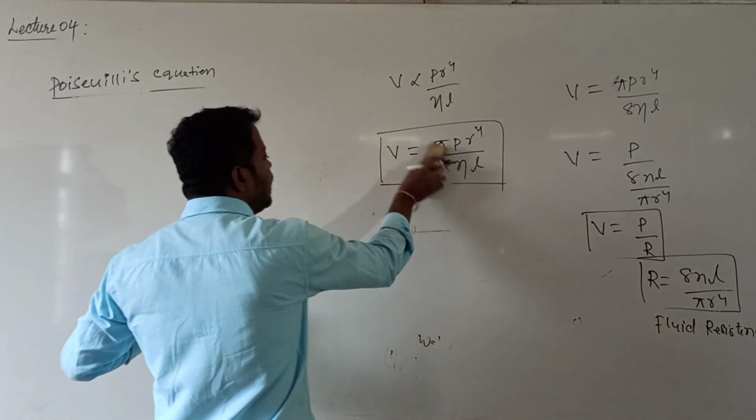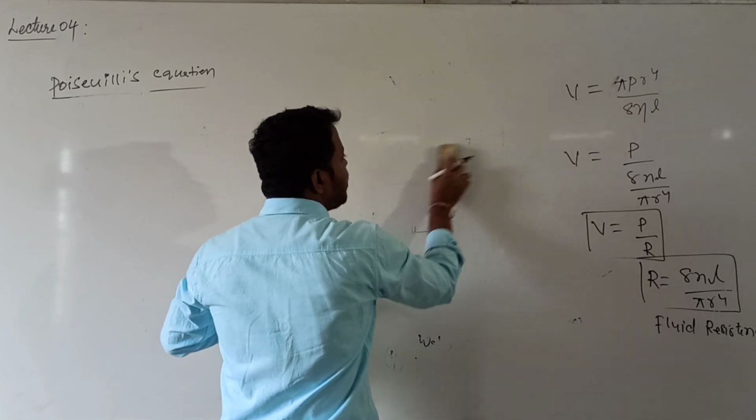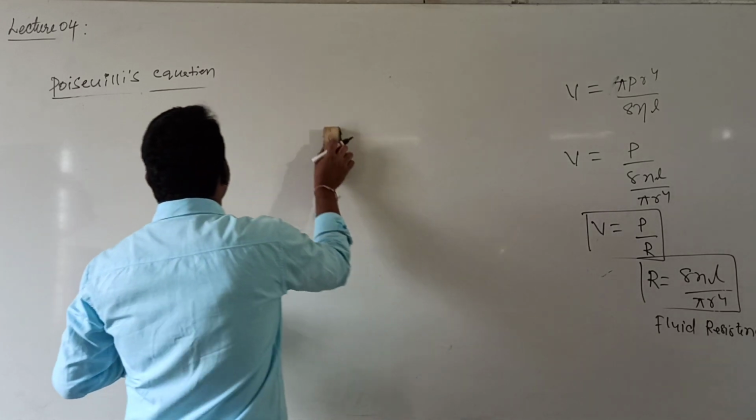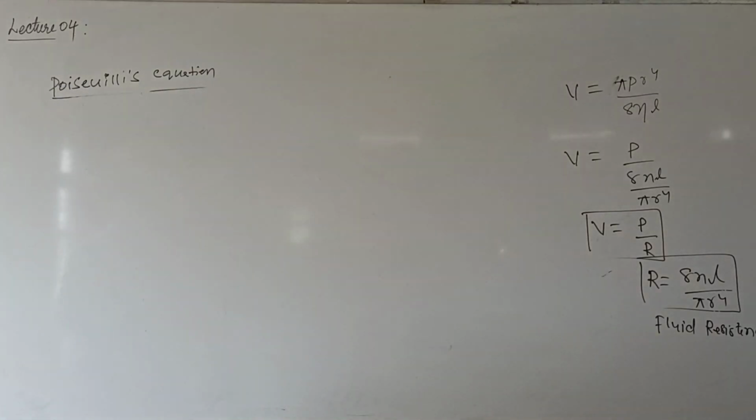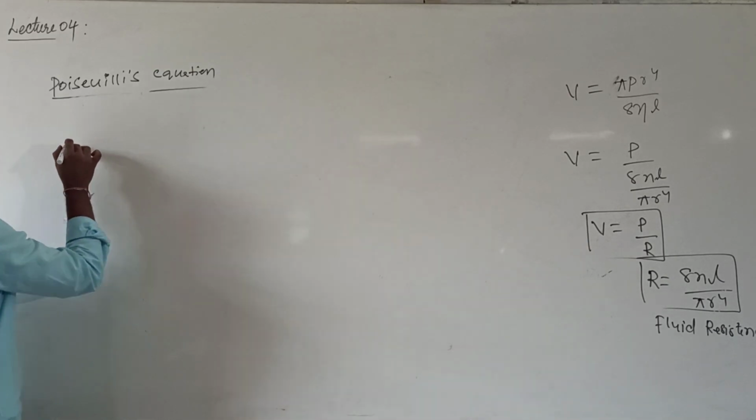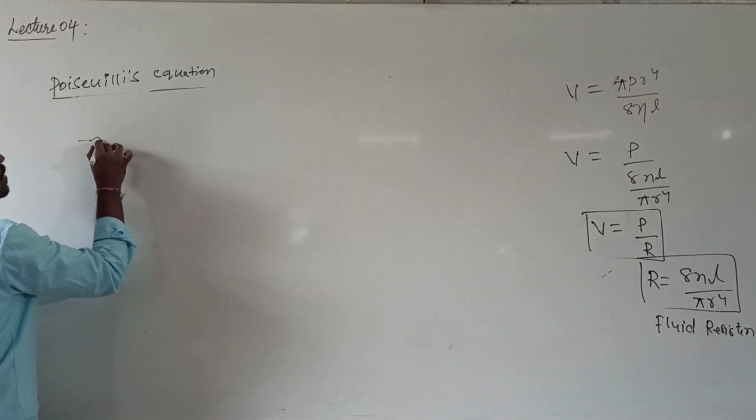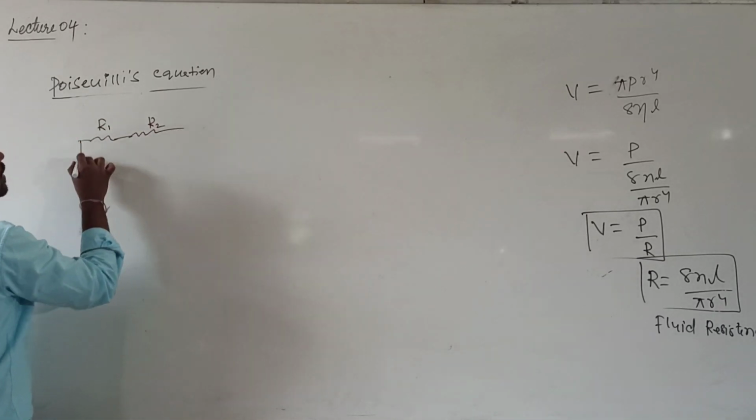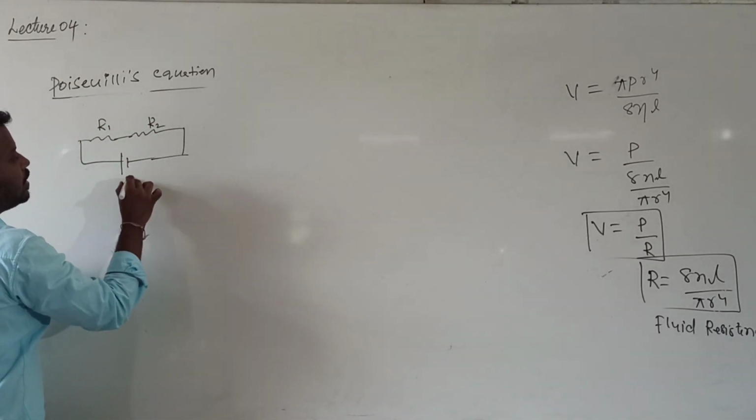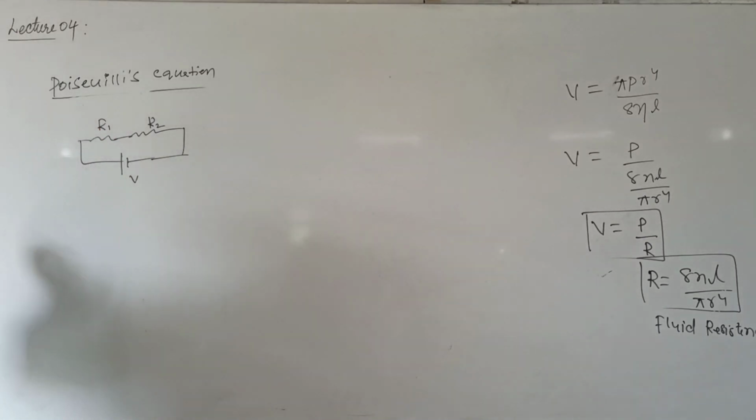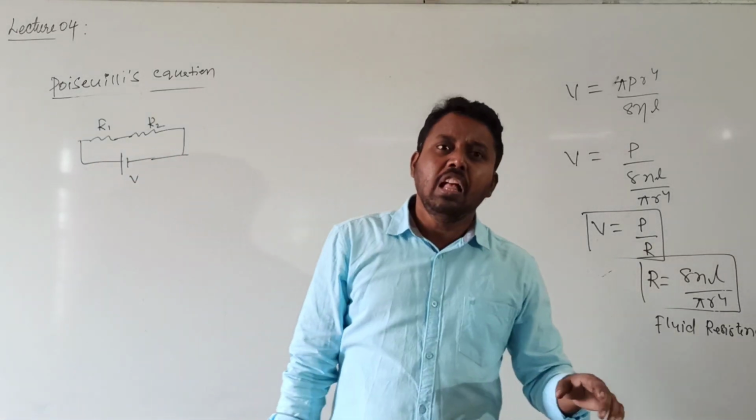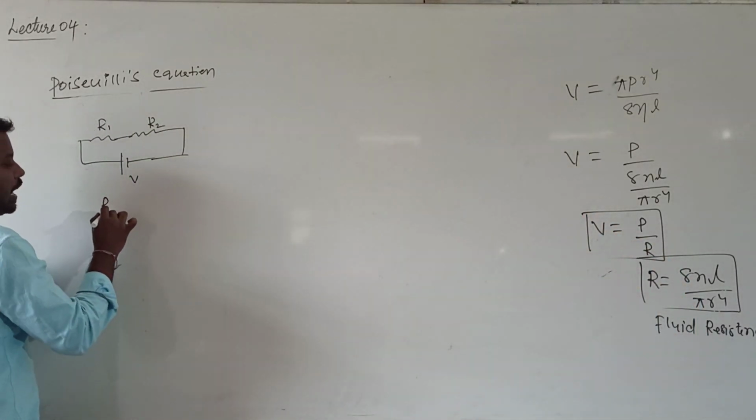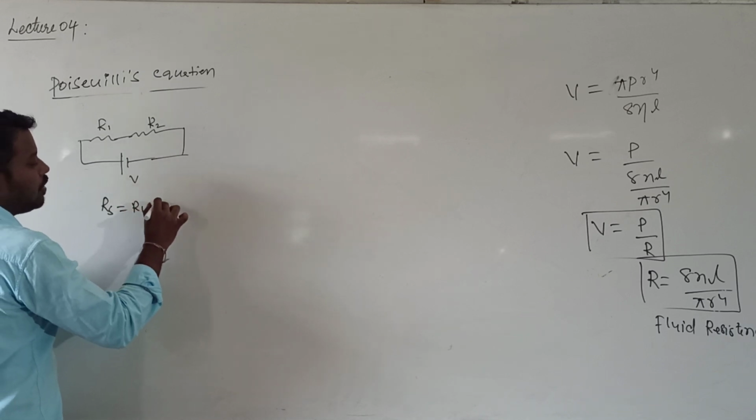Before going to this combination of tubes, first you should know about resistors. Can you remember from your lower classes, the combination of resistors, when two resistors of resistance R1 and R2 are connected in series across a battery of potential V? In series combination, what will remain constant? Current will remain constant. Then what is the formula for Rs? Rs is equal to R1 plus R2.